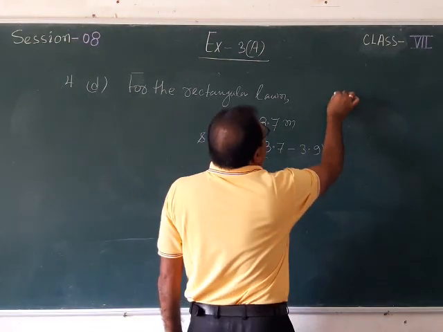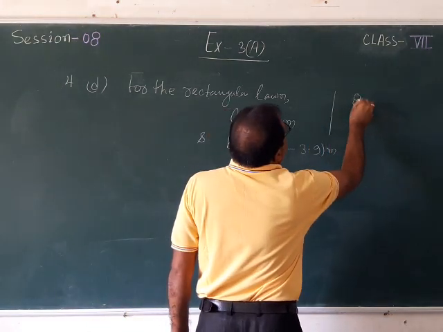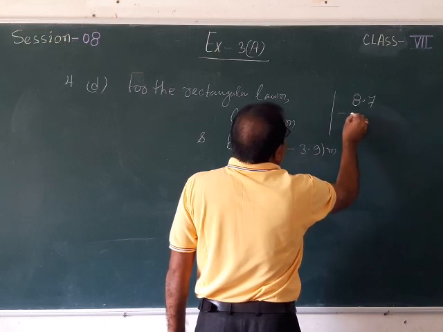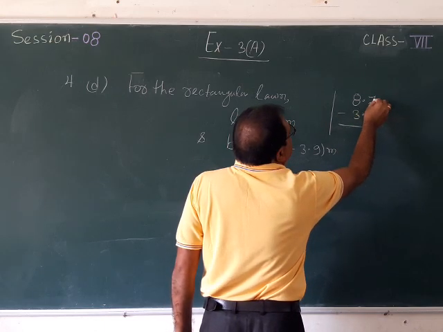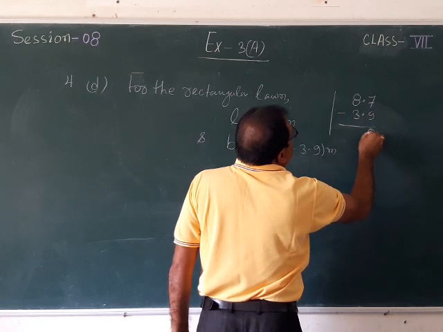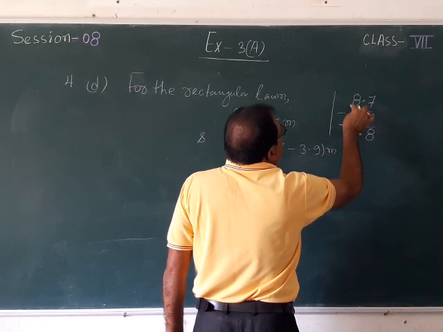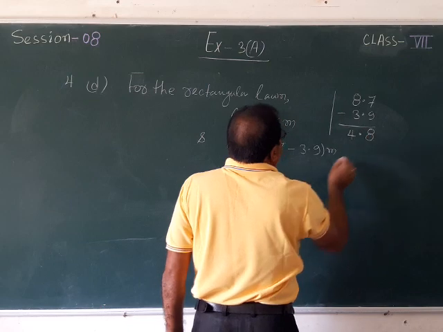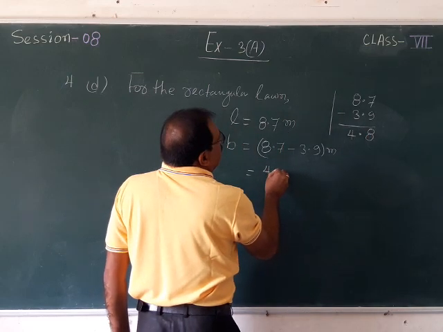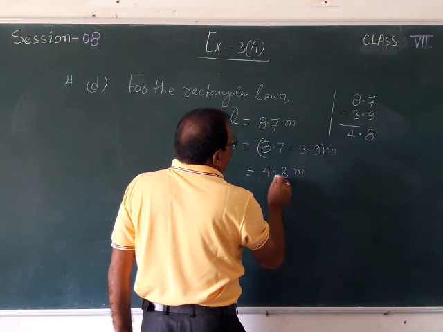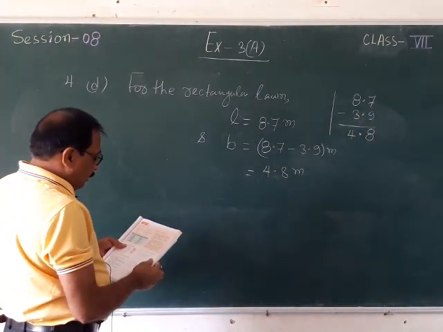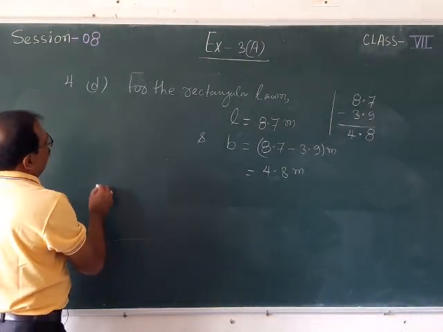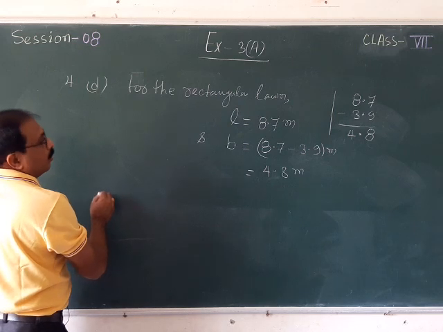Now do the subtraction on the rough side. Write 8.7 minus 3.9. 17 minus 9 gives 8, and 7 minus 3 gives 4. That means the breadth is 4.8 meter. Now you want to find the area of the rectangular lawn.